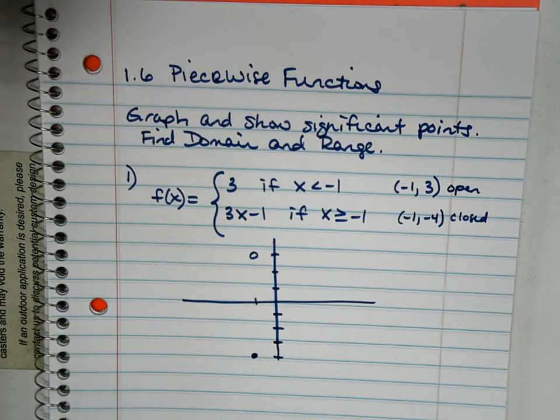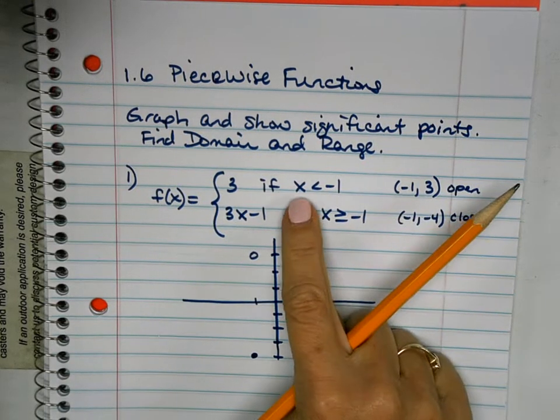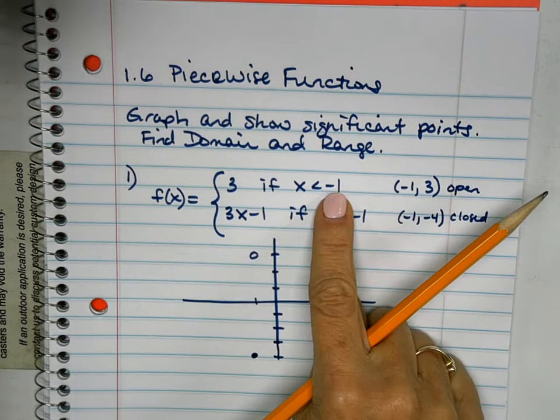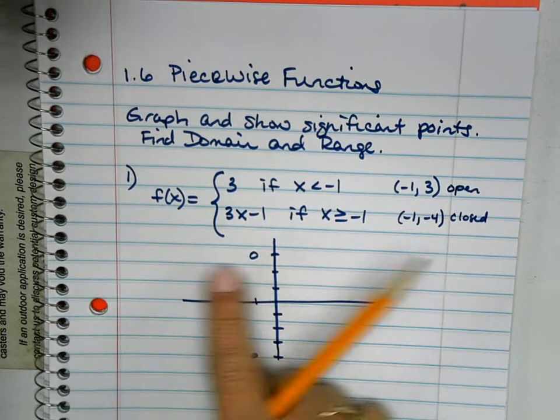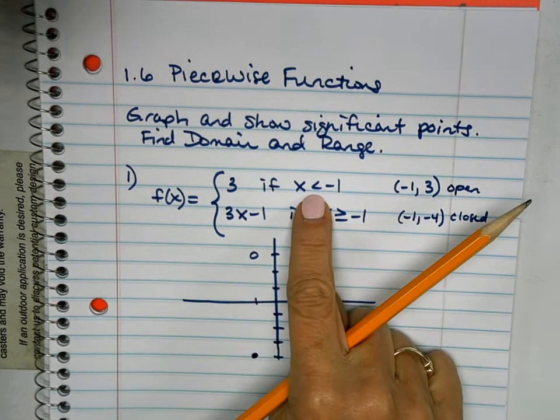Horizontal line, right? Horizontal line up at 3. Now, I could, theoretically, graph the whole thing, but we don't want the whole thing. We just want the part when the x values are less than -1. Okay, so here's the point that we're working from. It's either everything to the left or everything to the right.